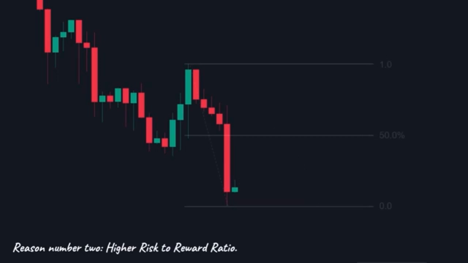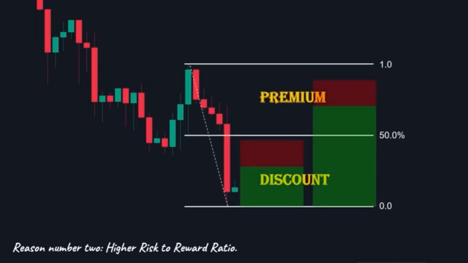If you enter in the discount zone, our risk to reward ratio would be too low. We always want our trade to have more than a 1-to-1 risk to reward ratio. That's why trading inside the premium zone will give us a higher risk to reward ratio and a rational trade.